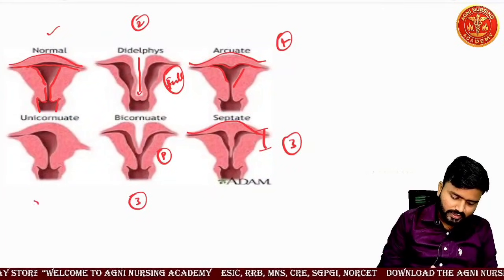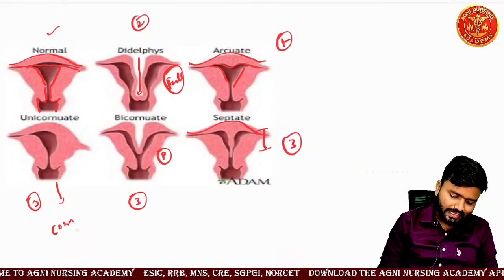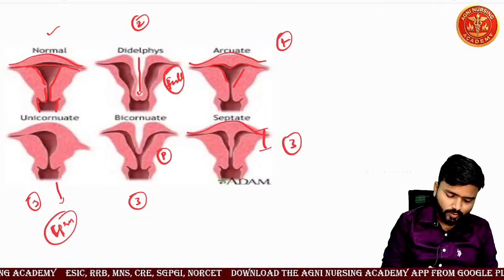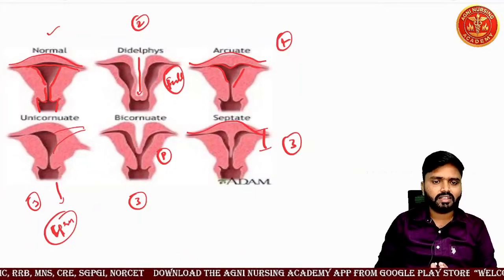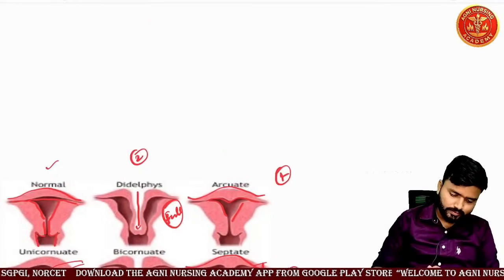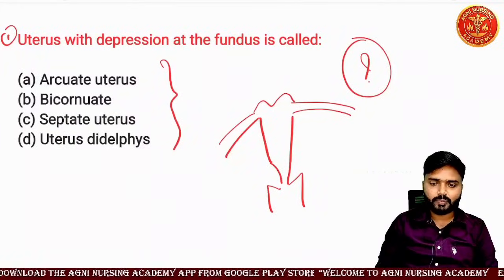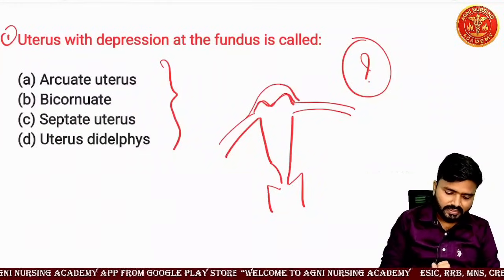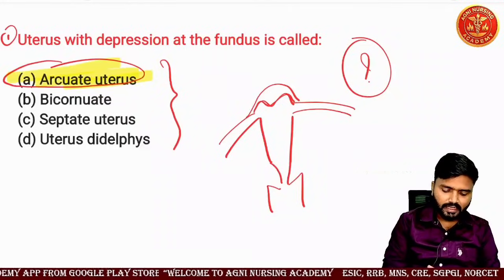And again you are seeing image 5, that is the unicornuate uterus. Here we can see only one side horn of the uterus, and the second side, the left side cornua, is absent. Understood? So these are the various types of abnormal uterine cavity we will see. Now come to the first question: uterus with the depression at the fundus. Only in the arcuate uterus is a depression present. Understood? So option A is the correct answer for this question.